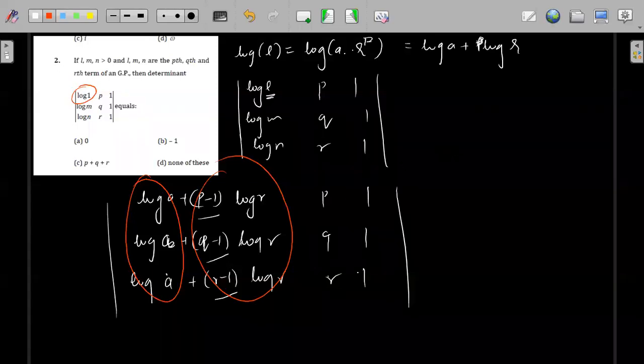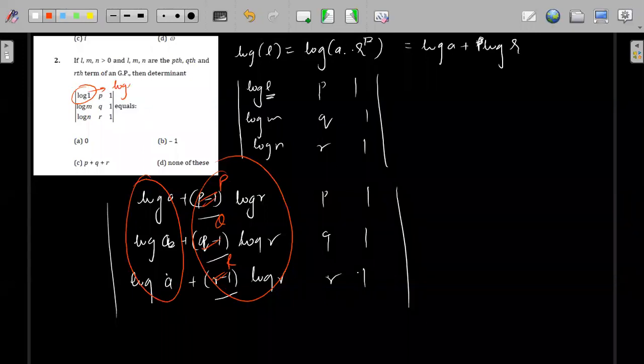Should I solve it completely, or, everybody understood? Even if you take here capital P, capital Q, and capital R, it will be same. Understood? Okay, very good. So just copy this one. Right, so the only difference was here, it was log L. Okay, very good.